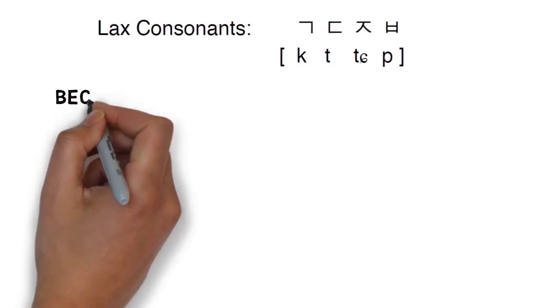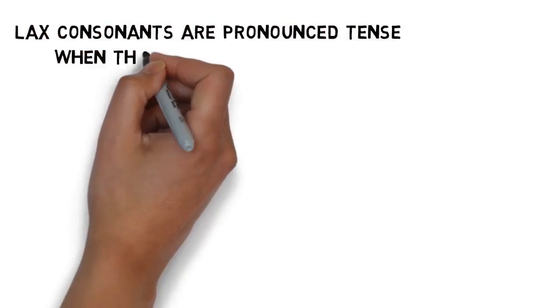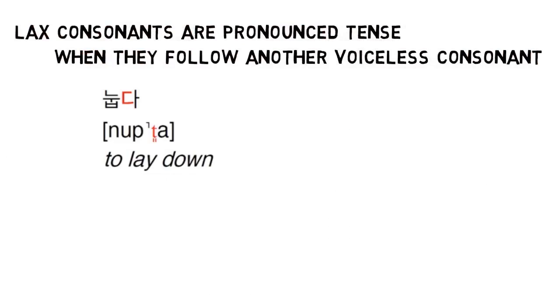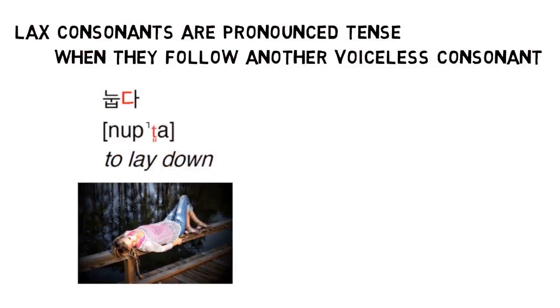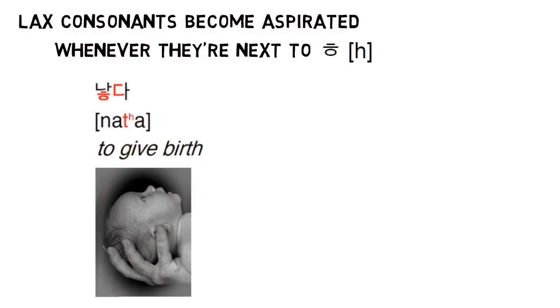And then we talked about a couple of ways Korean's lax consonants can turn into tense or aspirated sounds. They go tense when a lax consonant comes after another voiceless consonant, as in 눕다, which is spelled 눕다, but pronounced 눕다. And they become aspirated basically whenever a voiceless consonant shows up next to an H, as in natta, which is spelled nata, but pronounced natta with an aspirated ta at the end.